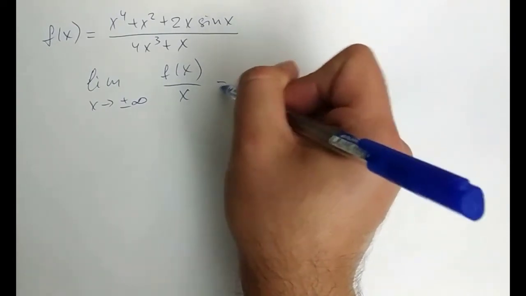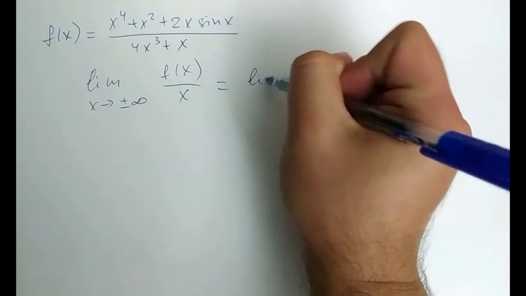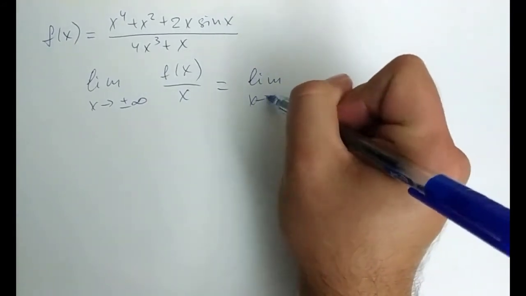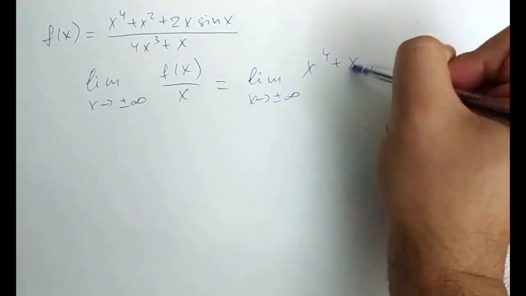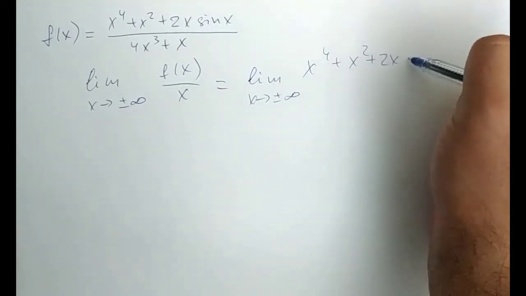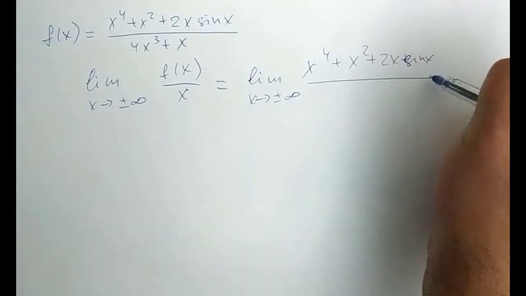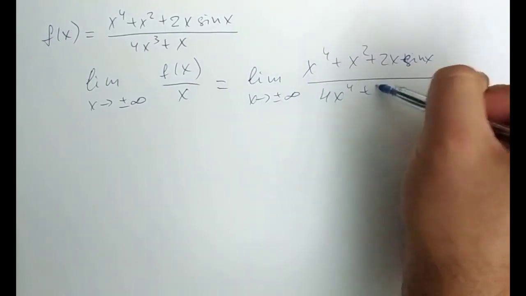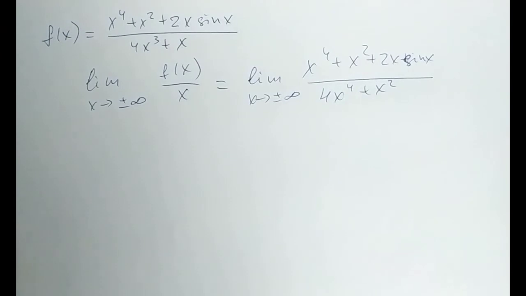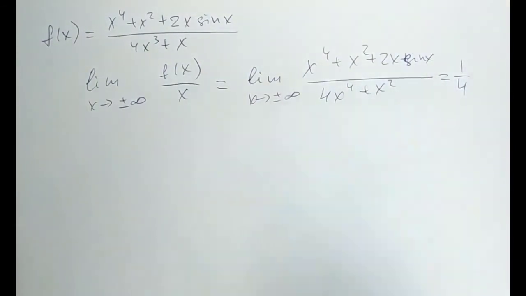So in this case, if we divide by x, this one is the limit as x tends to plus minus infinity of x fourth plus x squared plus 2x times sine x over, multiplied by x, it is 4x fourth plus x squared. So if x tends to plus minus infinity, it tends to 1 over 4.